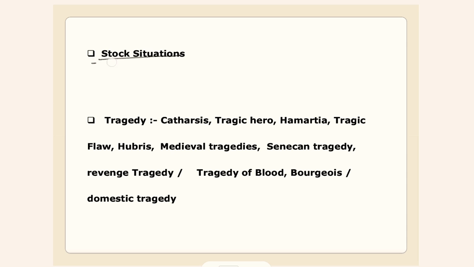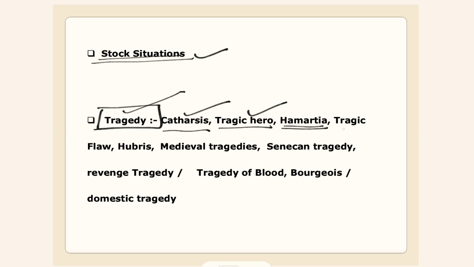Next, stock situations. Okay. Then a very central point in drama, that is tragedy. Aristotle in his Poetics talks about tragedy. So let's see what terms are associated with tragedy. The very first one is catharsis, tragic hero, hamartia, tragic flaw. Once again, please remember catharsis, tragic hero, hamartia, tragic flaw. These are all terms Aristotle in his Poetics discussed in detail.